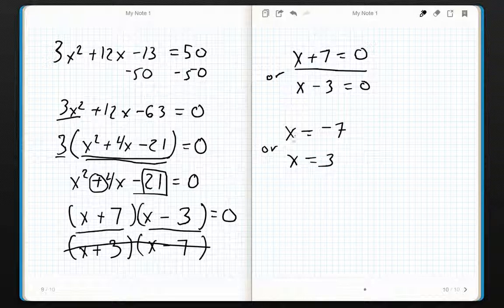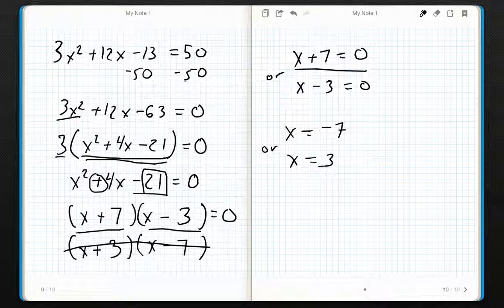Now, depending on the problem situation, it could be that only one of these solutions makes sense, like in an area problem where you're trying to find out the possible width of a rectangle. Can't be negative, so it would be 3. But again, it depends on the problem situation. You need to think about what makes sense as far as your solutions are concerned.